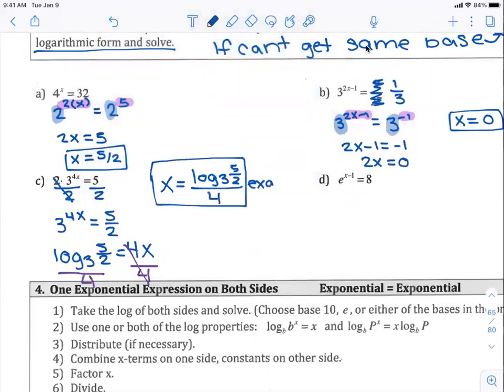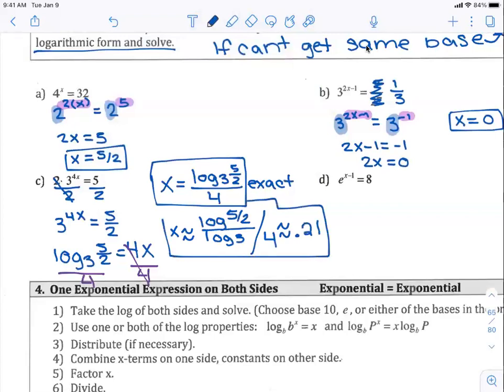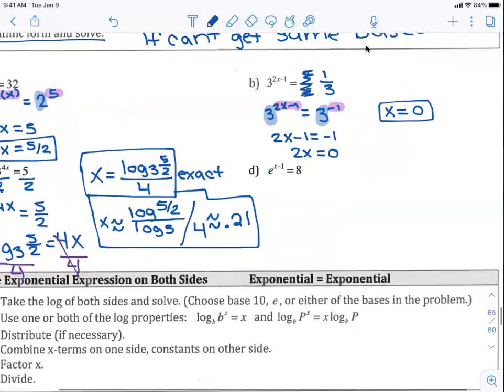Okay, how do we get the approximate answer? Yes, you can use your calculator. To get the approximate answer, you'd have to type in log 5/2. Remember, it's the large number divided by the small, log 3, and then divide that by 4. So x is approximately, when you type that on your calculator, about 0.2085. So we'll say about 0.21. It depends on how they ask, exact or approximate.